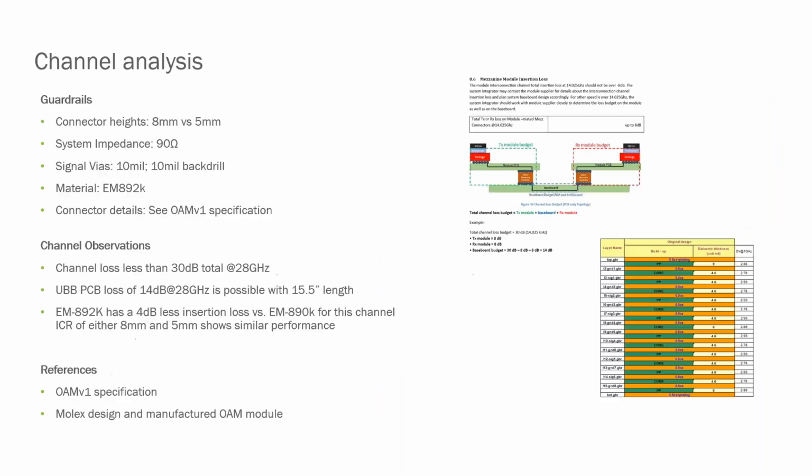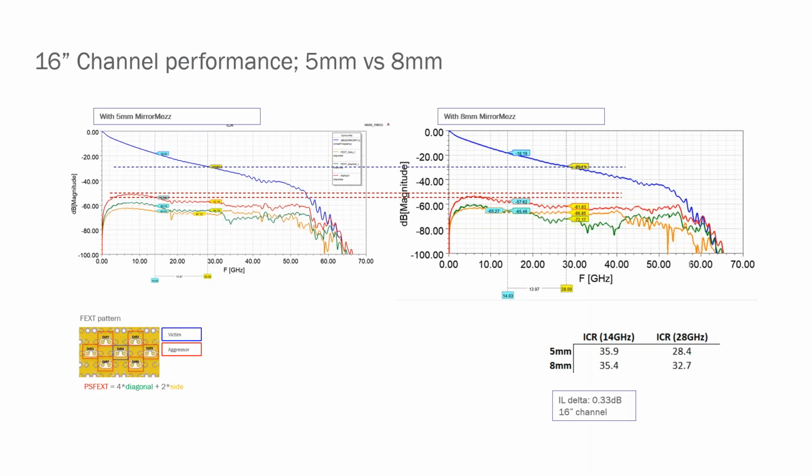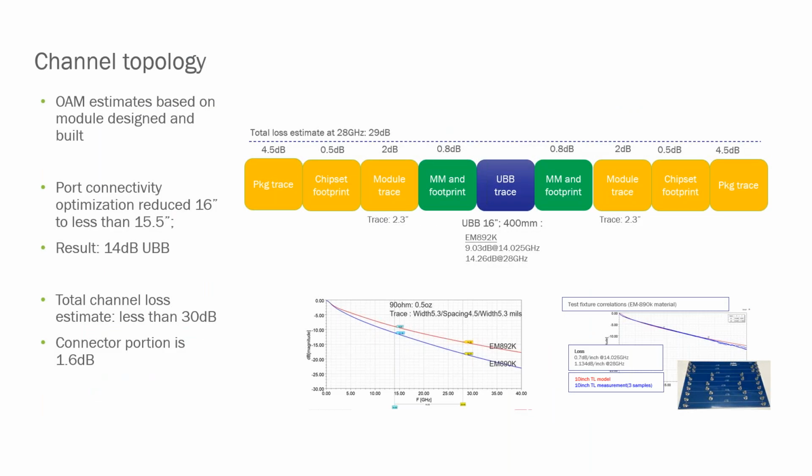Okay. So the workstream also did some assessment on the end-to-end channel analysis based on the existing UBB, and I'm not going to go into the detail. Based on the channel analysis, we should be able to meet the 30 dB channel loss budget, but we're going to look into how to improve that further to give more margin to the end-to-end channel loss.